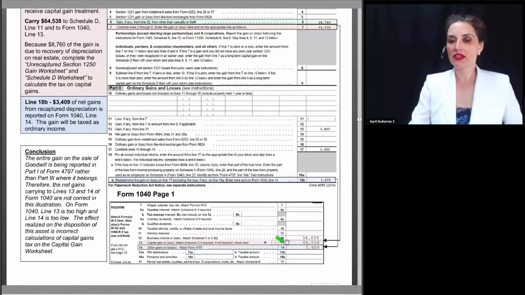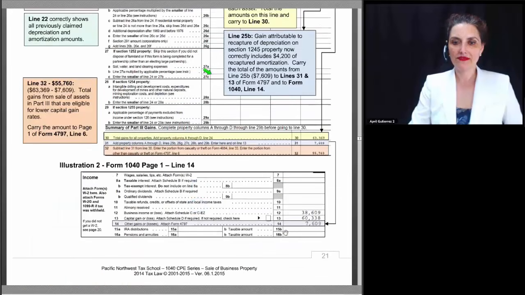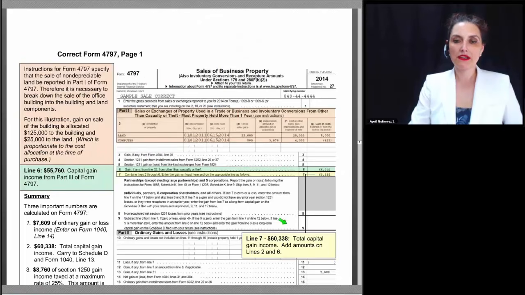So in the first illustration, line 13 is $64,538 and line 14 is $3,409. And in the second illustration, we've got $60,338 on line 13 and $7,609 on line 14. Well, how and why does that matter?